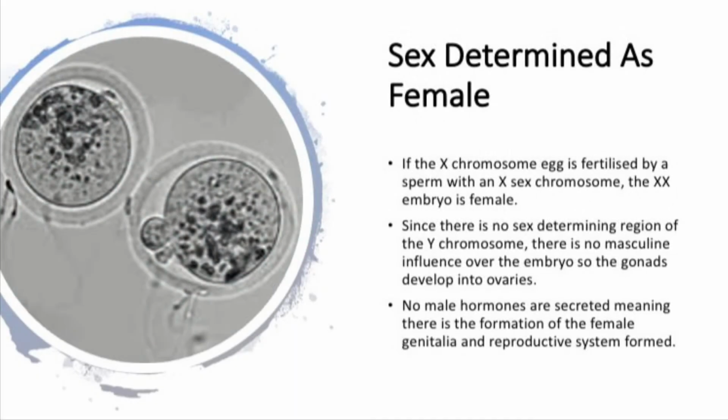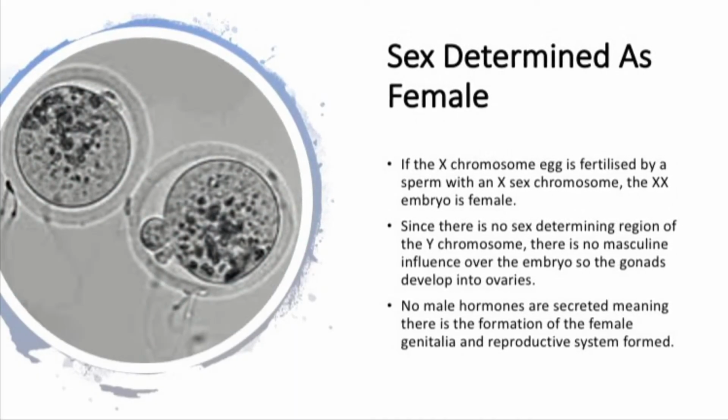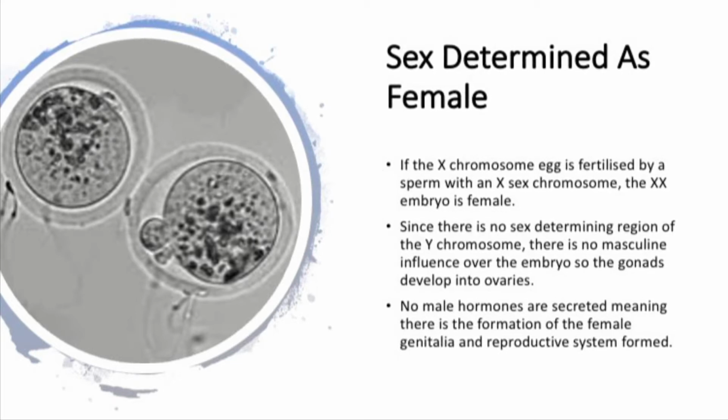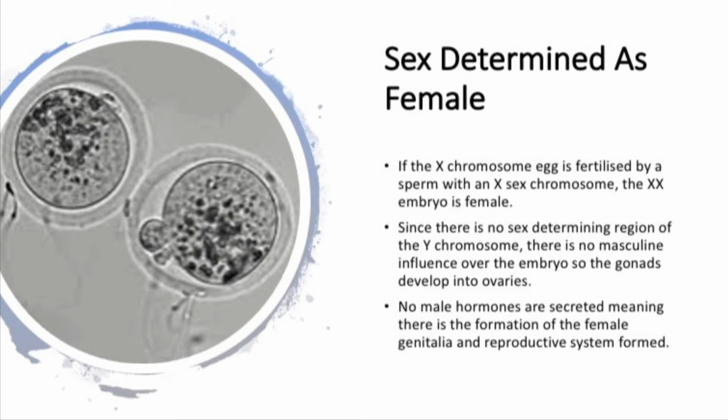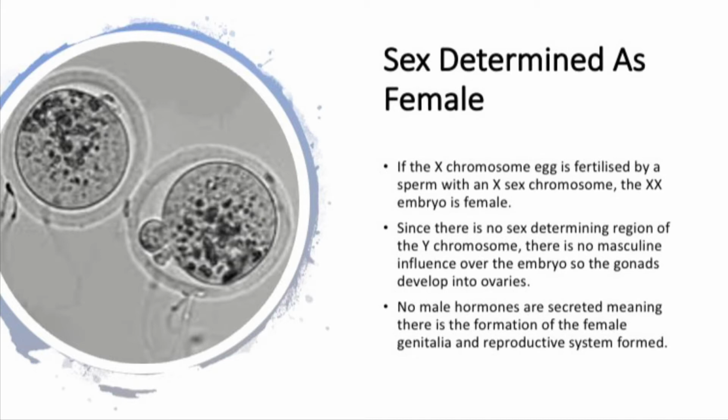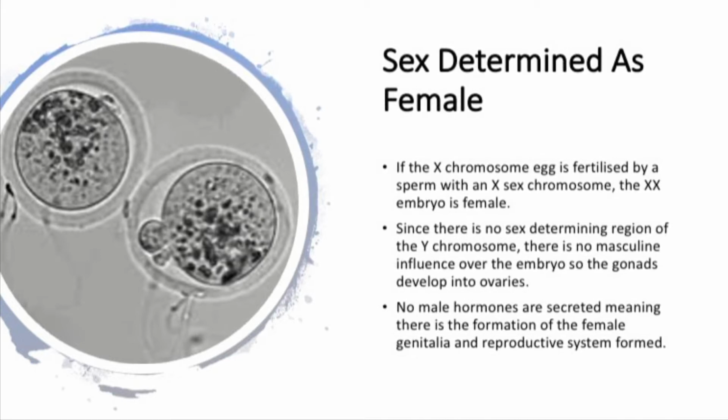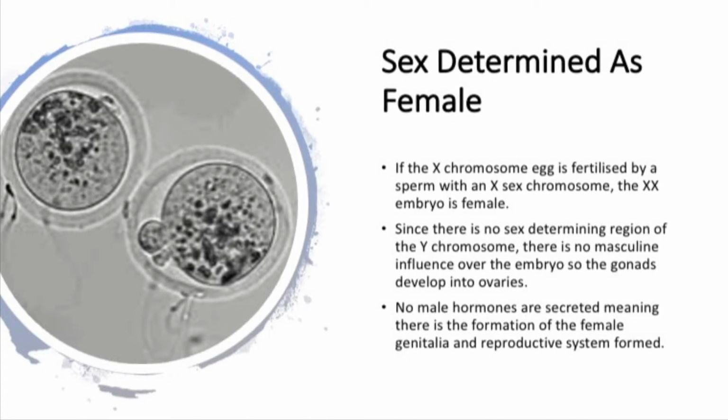Now if we look at the sex being determined as female, this happens when the X chromosome egg is fertilised by sperm with an X chromosome this time rather than a Y chromosome. So the XX embryo is then female, and since there is no Y chromosome, there's no sex determining region on the Y chromosome. Therefore, there's no masculine influence over the embryo, so the gonads develop into ovaries. Since there are no male hormones being secreted this time around, the formation of the female reproductive system and female genitalia occurs this time rather than the male.